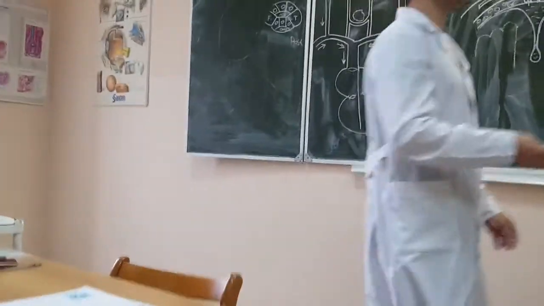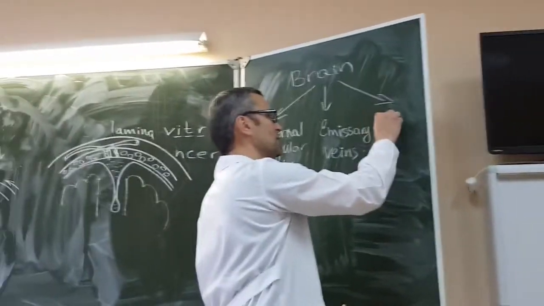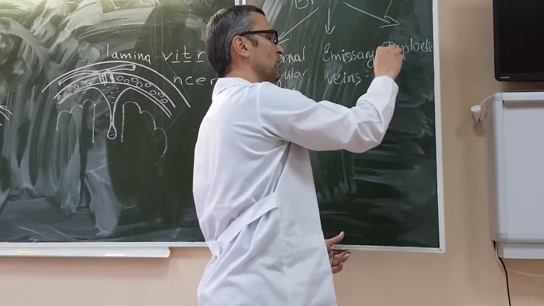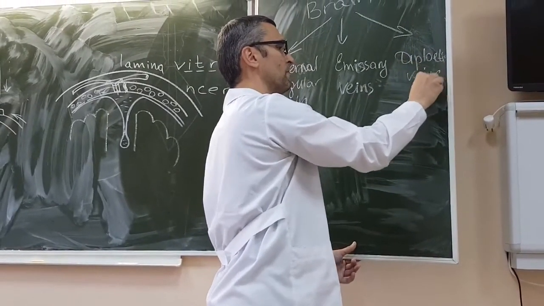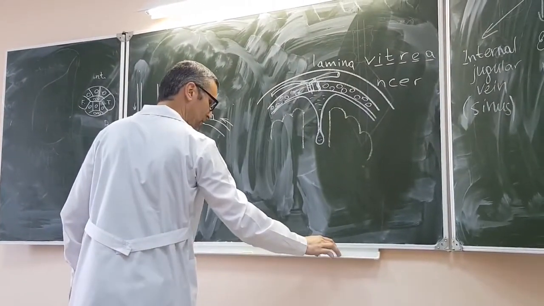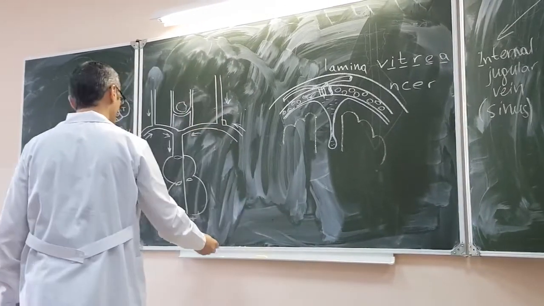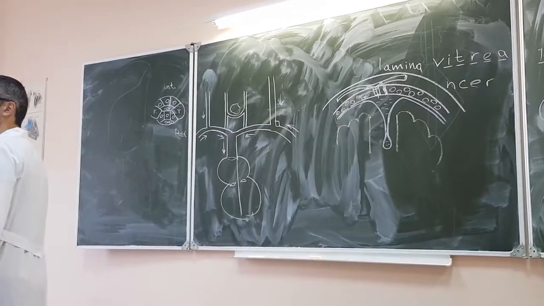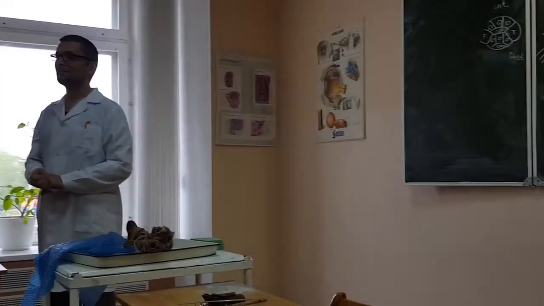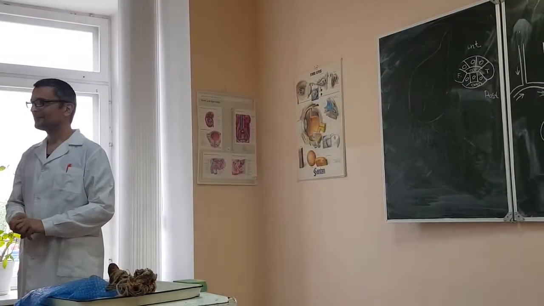And the last way is diploic veins. Diploic veins. Do you know what diploe is? Nobody knows? Two sets of something.